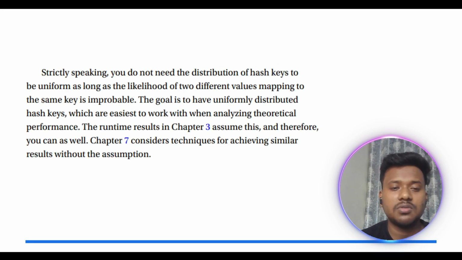Strictly speaking, you do not need the distribution of hash keys to be uniform, as long as the likelihood of two different values mapping to the same key is appropriately small. The goal is to uniformly distribute hash keys, which is easiest to work with when analyzing theoretical performance. The runtime results in chapter 3 assume this, and therefore you can as well. Chapter 7 considers techniques for achieving similar results without the assumption.